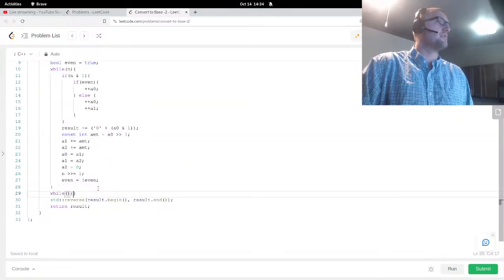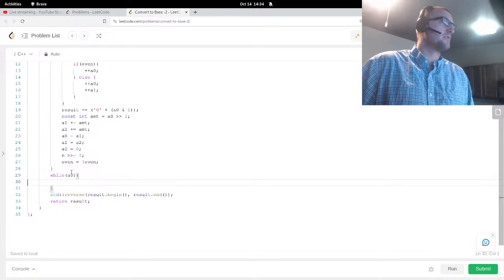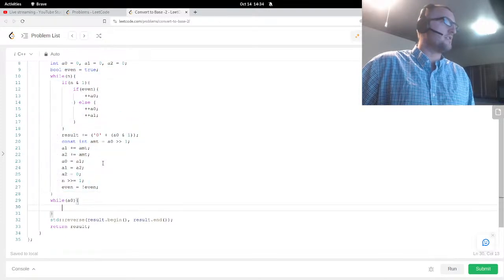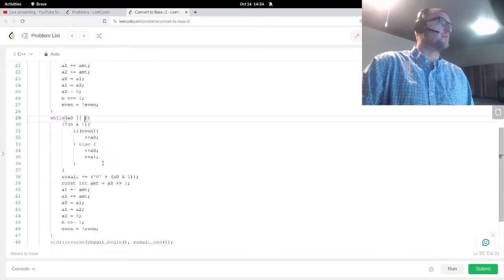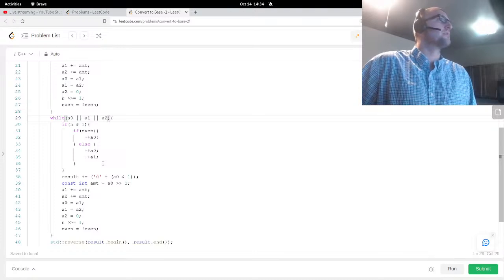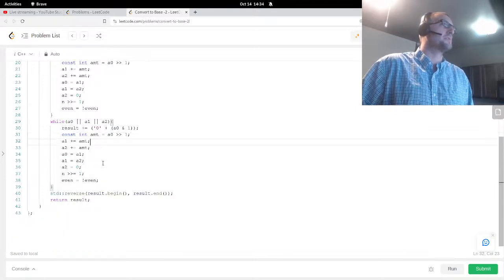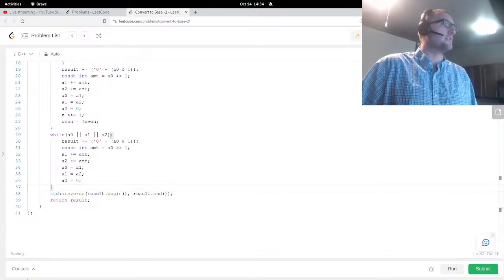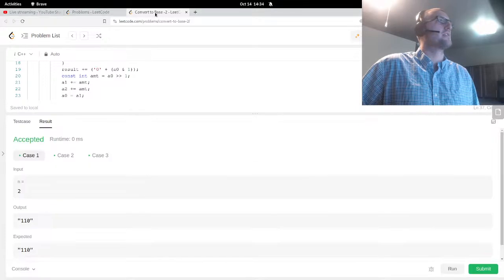So now while a0 is greater than 0, a0. I forgot about this. Also want to do this routine too. Basically run the same loop again. a0 or a1 or a2, right? While any of those are true. Don't have this anymore. We do have the same routine at the end. If any of those are non-zero, there's actually more digits to add. I forgot about that. There we go.